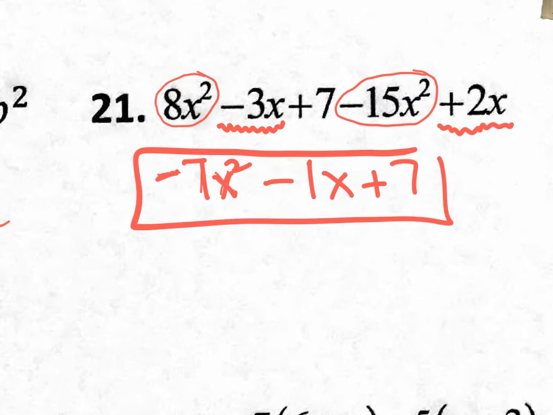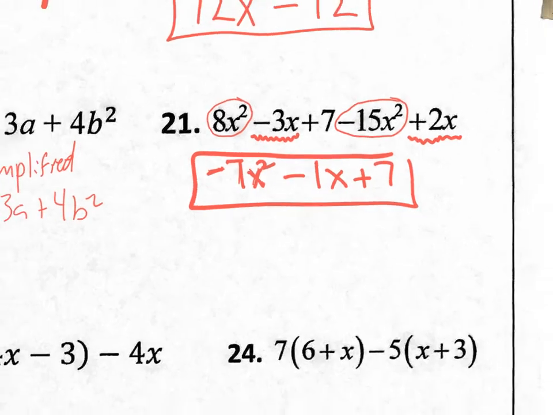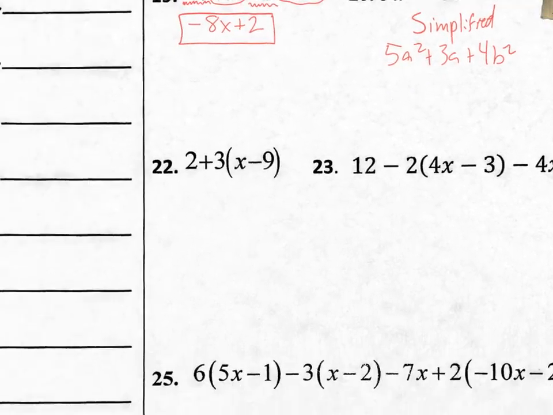Some of us might be thinking, wait a minute, can't I combine this negative 7x squared with the 1x? You cannot. Why not? Because this is x squared, this is an x. You cannot combine them. Let's move on to number 22.